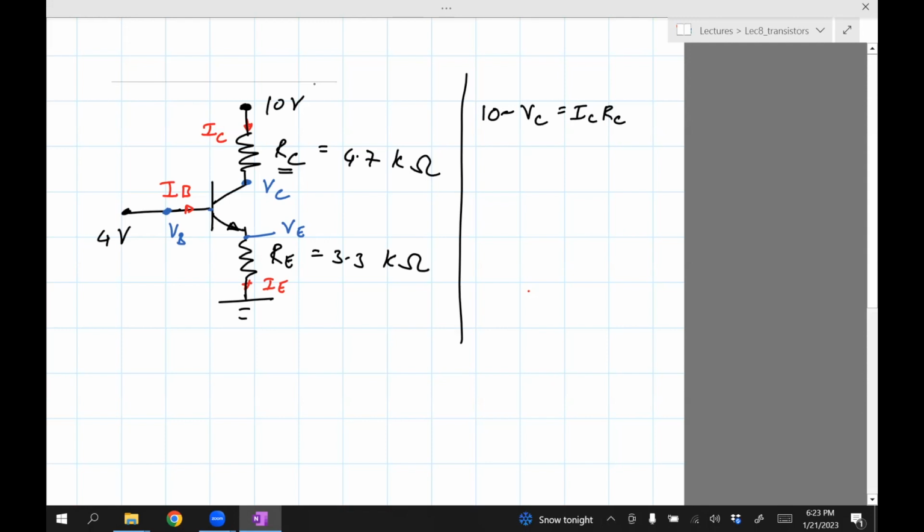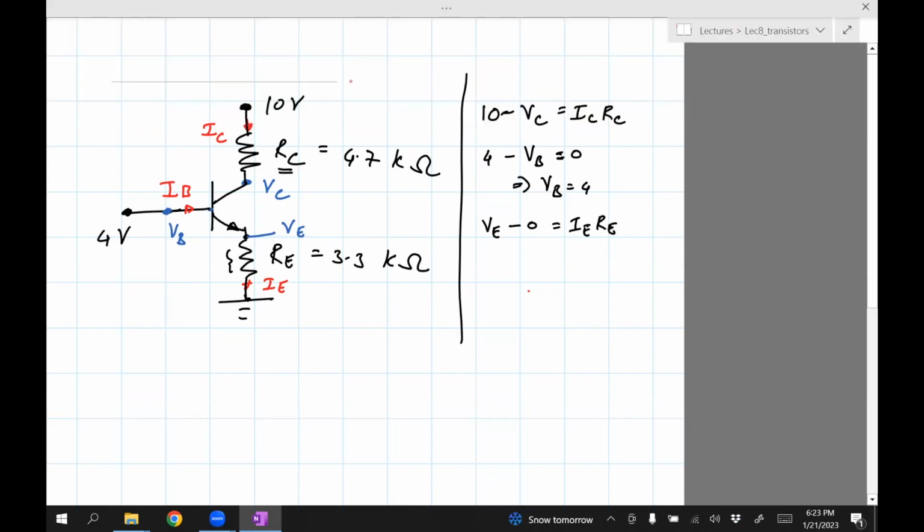Okay. Then we have 4 volts and there's VB, but there's no resistor between 4 volts and VB. So there's no current or voltage drop between 4 volts and VB. So we have effectively 4 minus VB is 0, which means that we have solved for VB, it's 4. Then we have VE, which is here, and this is ground. So VE minus 0 is nothing but the potential drop across RE. So it's going to be IE RE.